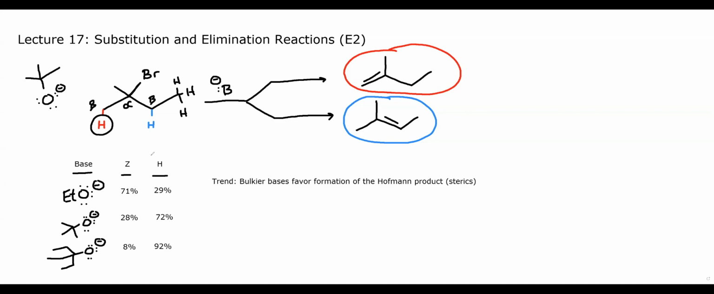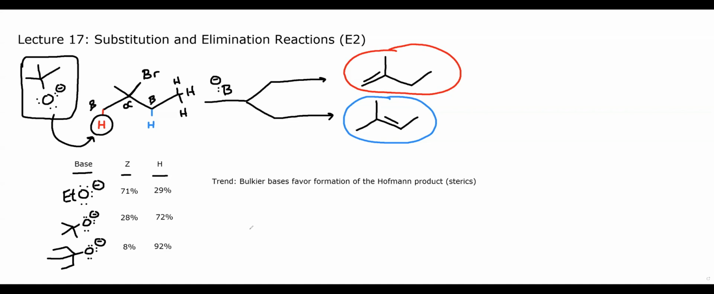That's how I think about it. Makes it easier for me to remember. Ultimately, you should just be aware of the trend that a large, bulky base is going to favor formation of the Hofmann product because it just wants to grab those hydrogens that are less sterically hindered or sticking out in free space. Okay, so those hydrogens on the very ends of the molecule.